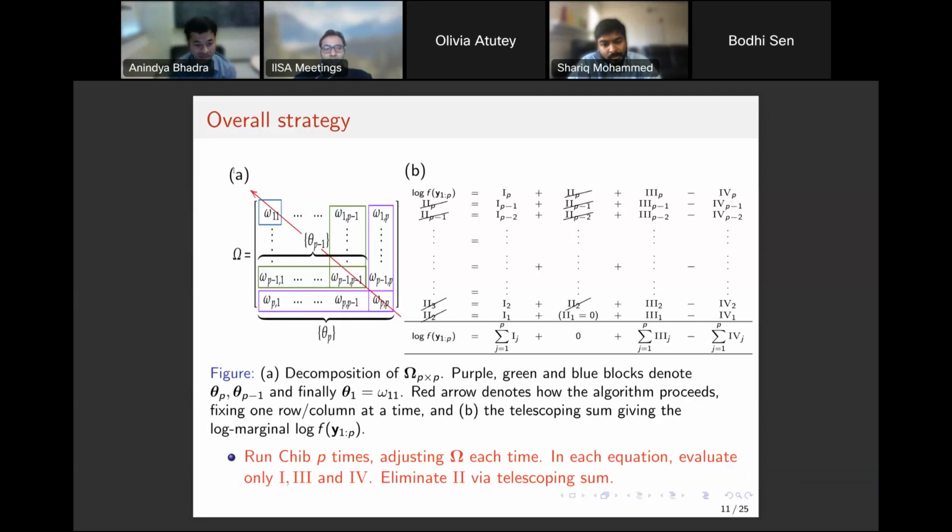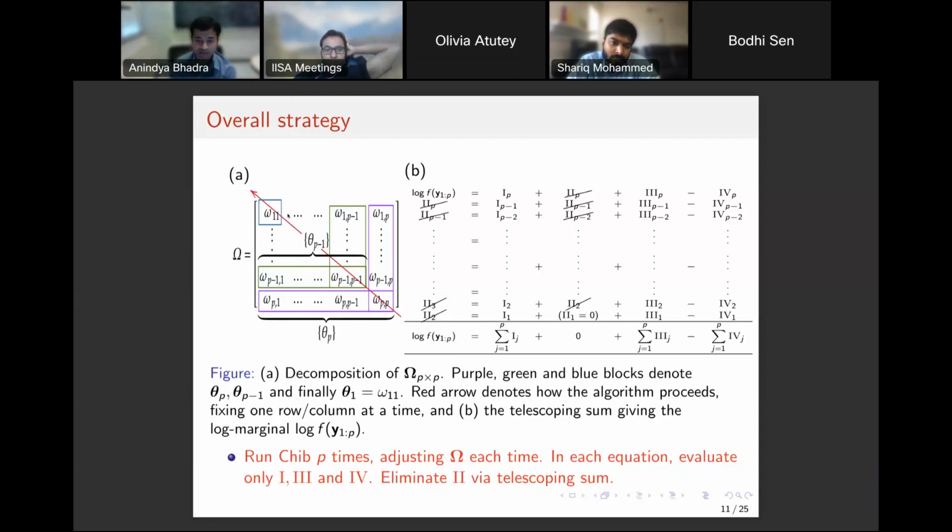So the overall strategy is this: run chip p times, adjusting omega by a Schur complement adjustment, the remaining p minus 1 by p minus 1 block at each time. So the first time you run chip, you take out the last row and column. Then you run chip, you take out the p minus 1th row and column. And at the end, only the omega 1, 1 is left. And in each equation, evaluate only 1, 3, and 4.